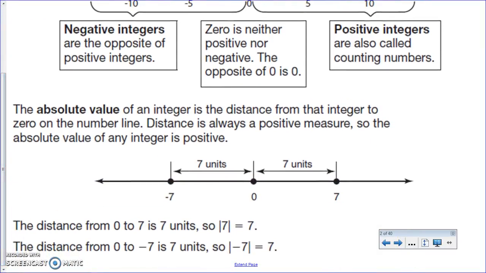The distance from 0 to 7 is 7 units, so the absolute value of 7 is 7. The distance from 0 to negative 7 is also 7 units, so the absolute value of negative 7 is 7. And when they're asking you to find the absolute value of a number, that number will have two straight bars, one on either side of the number. And the absolute value of a number is always positive.